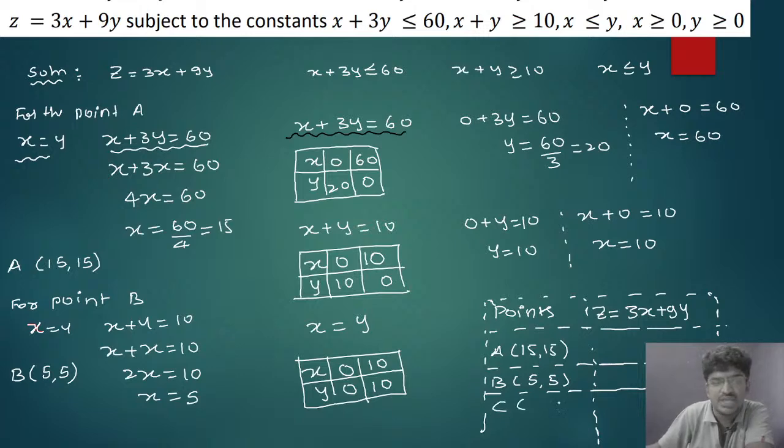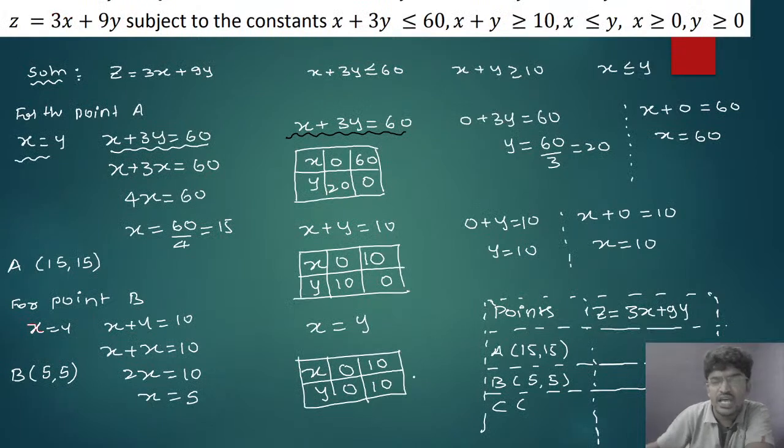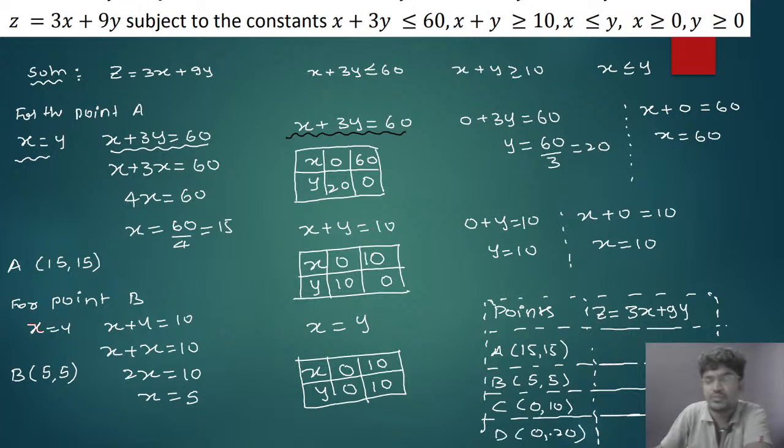What is point C? 0 comma 10. And take point D, that is 0 comma 20. So now you have to put all these points in the equation Z.